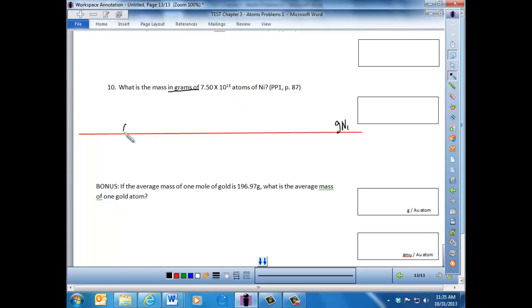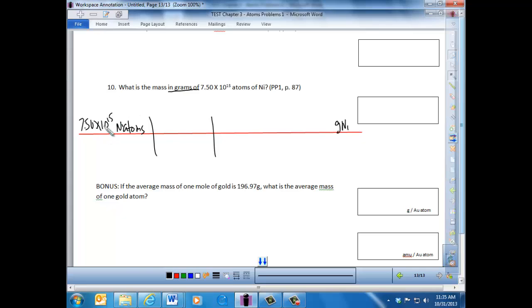And we're given atoms. Now you could take a shortcut and go straight from atoms to grams, like we've been doing in all the other ones. We'll do it in 2 steps. It doesn't make any difference. It's easier to understand it in 2 steps. 7.50 times 10 to the 15.